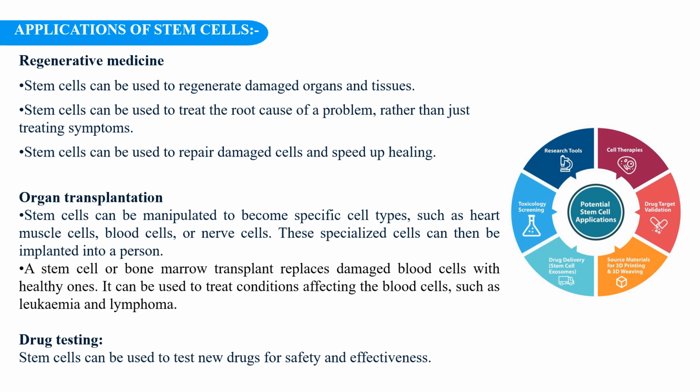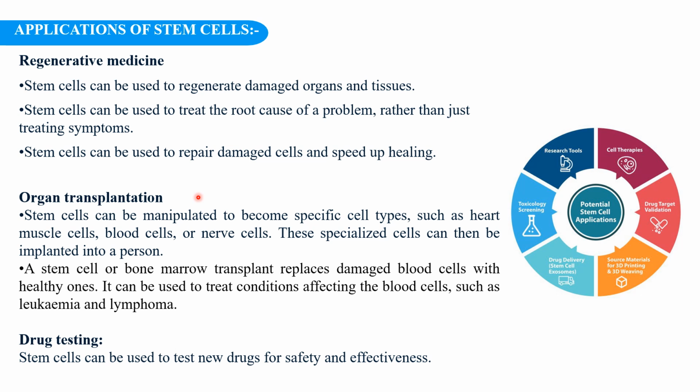Coming to applications of stem cells, mainly regenerative medicine. Stem cells can be used to regenerate damaged organs and tissues, and they can be used to treat the root cause of the problem, not just the symptom. Stem cells can be used to repair damaged cells and speed up healing. That is regenerative medicine. And organ transplantation: the stem cells can be manipulated to become specific cell types, such as heart cells, muscle cells, blood cells, nerve cells. They are specialized cells.